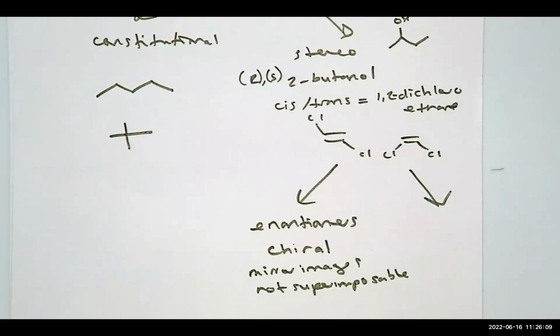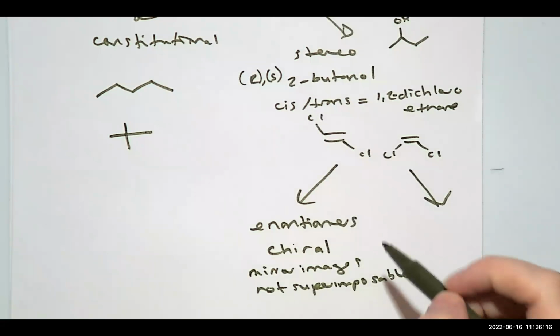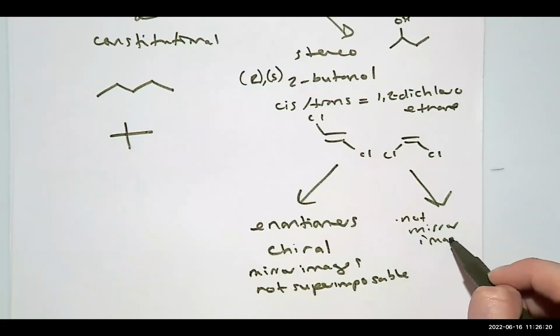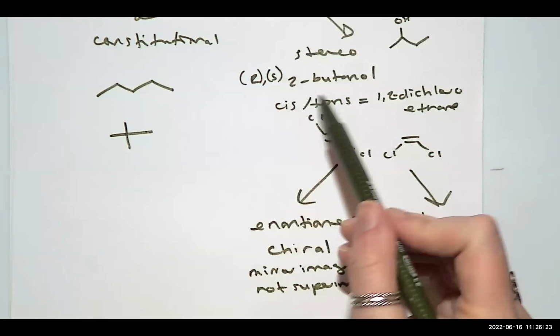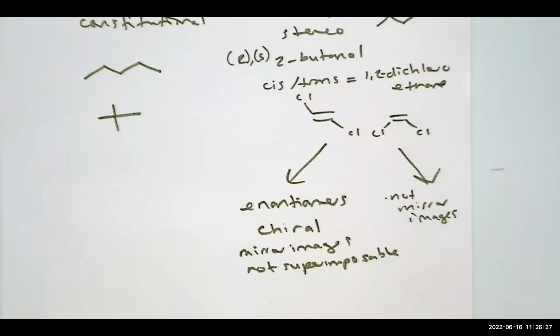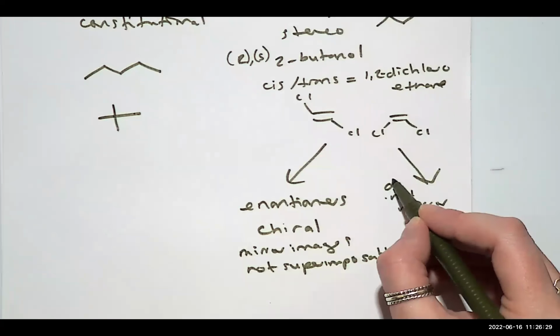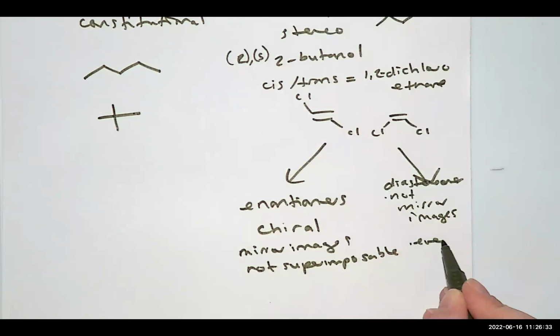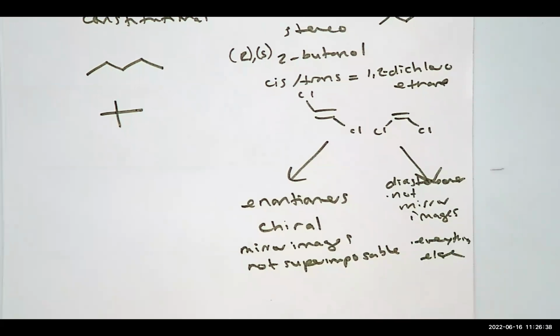Diastereomers. What are diastereomers? I heard a lot of definitions I like. Not mirror images. That's true. It still has to have the property of being a stereoisomer, but if it's not a non-superimposable mirror image, that is a diastereomer. Oh, I didn't write it. And I heard someone else say everything else, so that's what I usually say. Everything else. My handwriting's terrible. Okay, so those are kind of our big picture ideas.